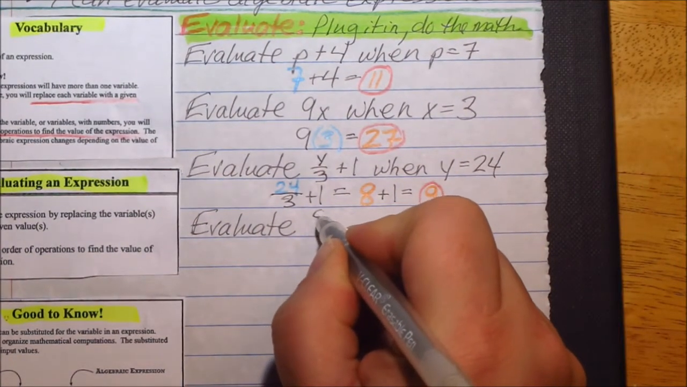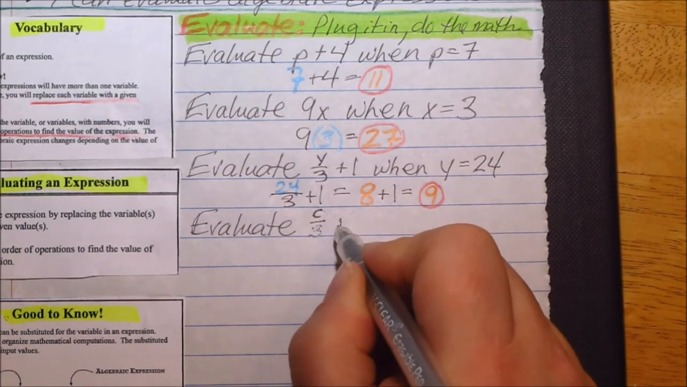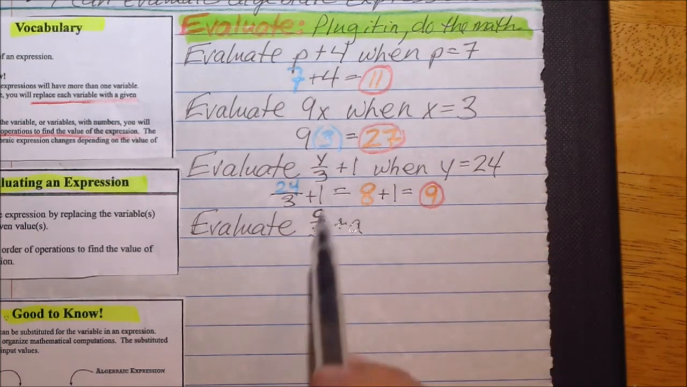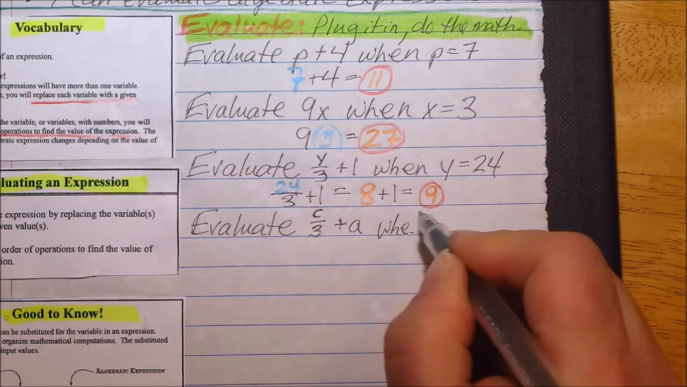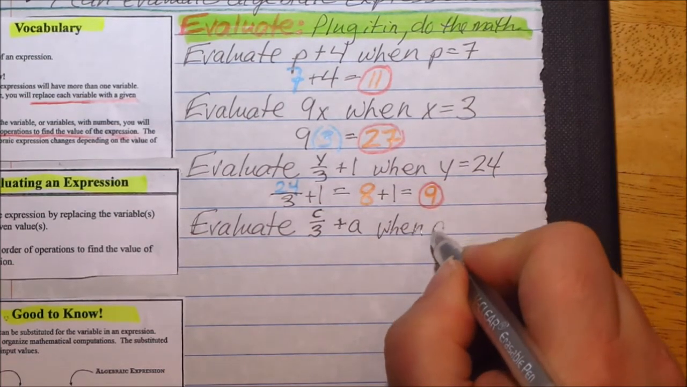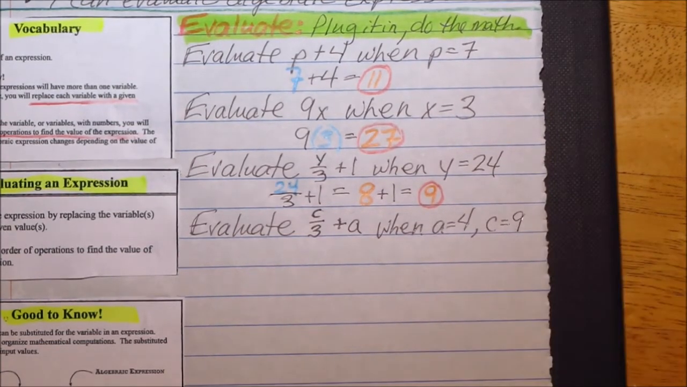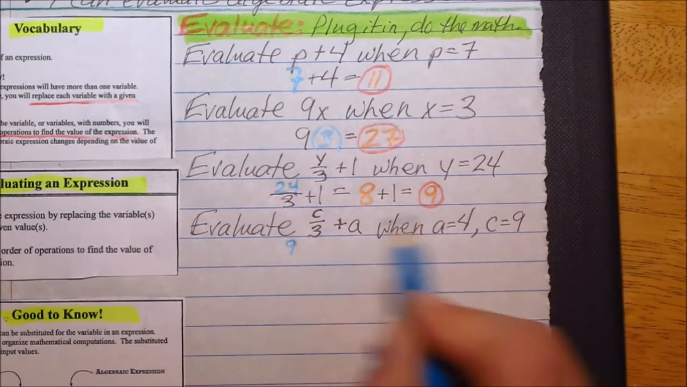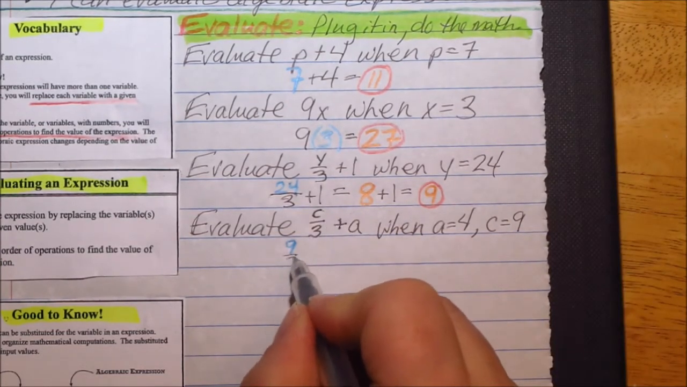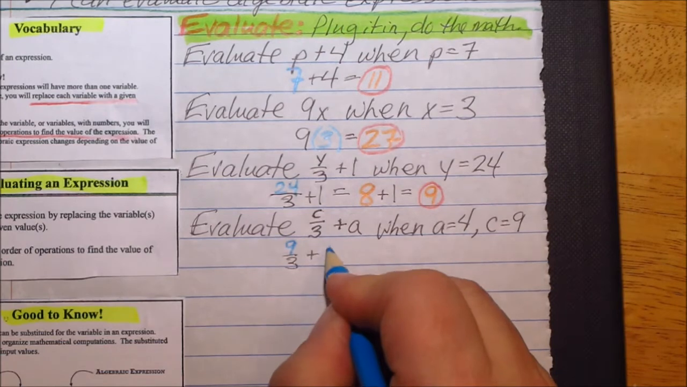Evaluate c over 3, c divided by 3, plus a. Now we have two different variables, a c and an a. When a equals 4 and c equals 9. Okay? First step is to plug in our values for the variables. So c is a 9, so I'll write that. Plug it in over 3 plus a is a 4, plus 4.